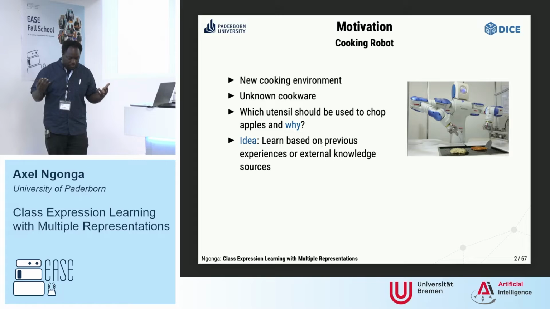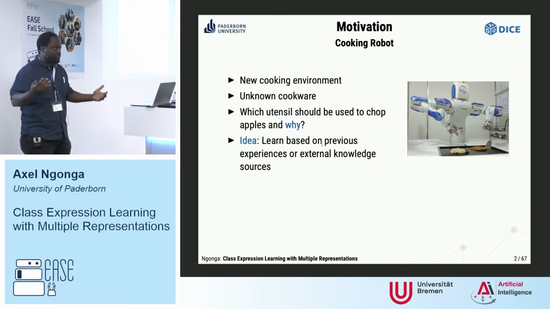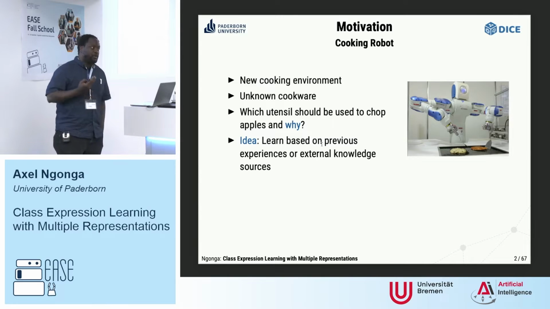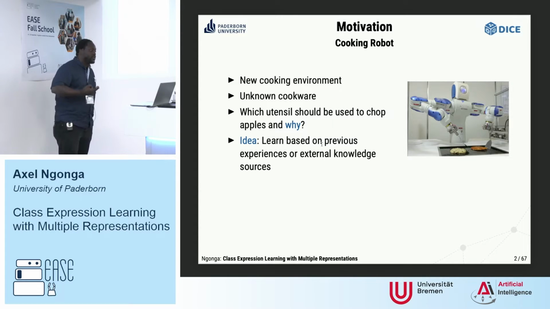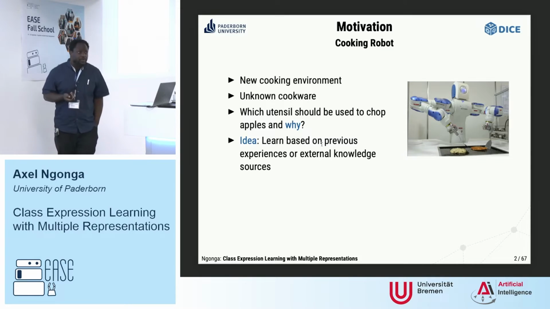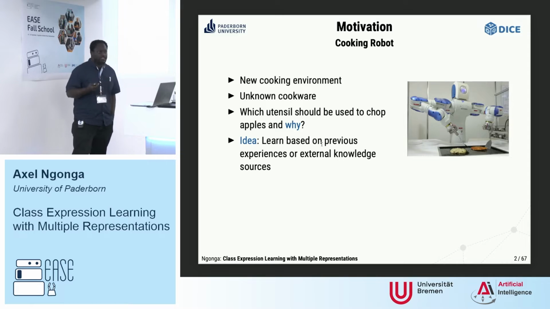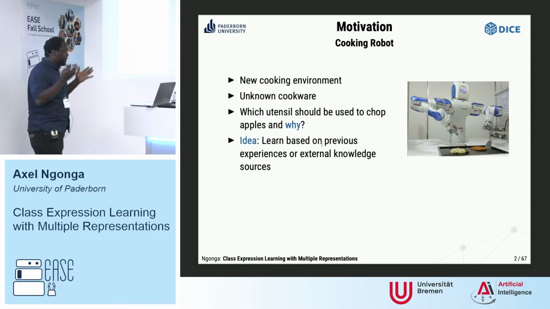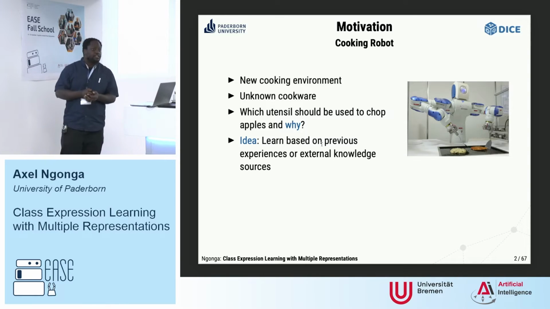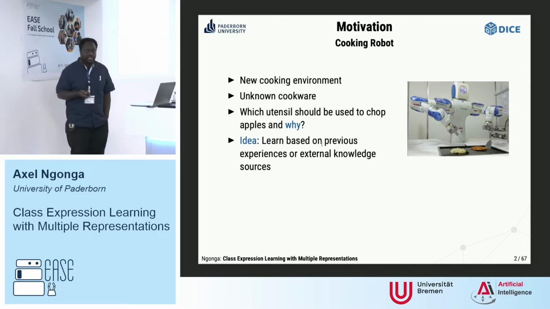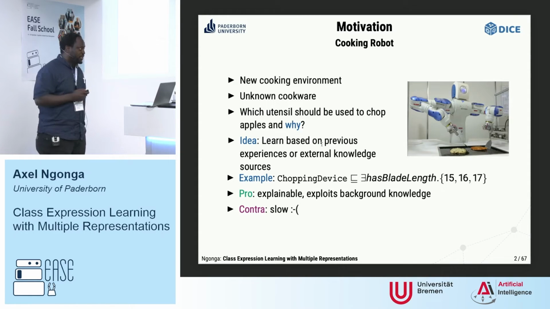If you think about collaborative settings where the robot and a human are cooking together, the human might have questions as to why the robot actually performed a certain action in a certain way with, for example, a particular utensil. So fundamentally, what we're interested in this area of class expression learning is to learn based on previous experiences or based on external knowledge sources in such a manner that we can actually explain the classes, so basically the classifiers which we learn. So really that is fundamentally what class expression learning is all about.